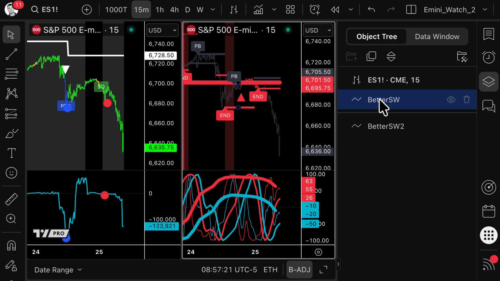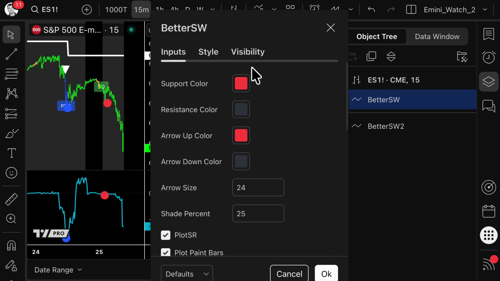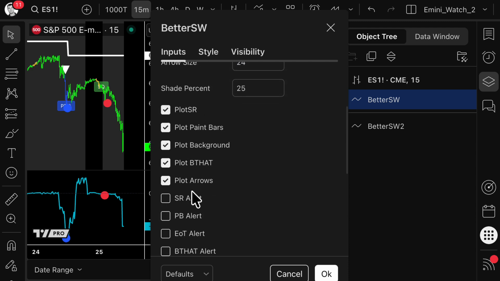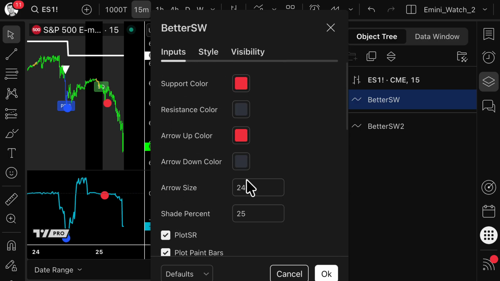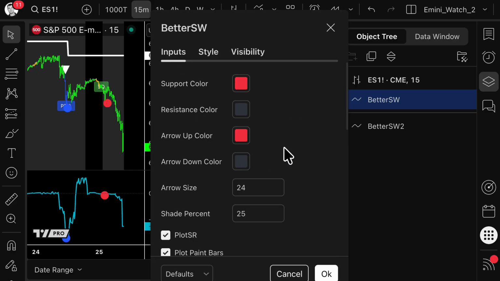In terms of settings for these, they're all fairly easy to understand. We've got a range of inputs: the support and resistance colors and the up and down arrow colors, sizes of those, the shading percentage of the background, plotting for each of the components of beta sine wave, which is support and resistance, the paint bars, which is the trending algorithm for the up and down trends, background for overbought and oversold. Big things happen at triples, and then the arrows giving us signals on beta sine wave, and then we've got alerts that we can switch on for all of those. So that's always straightforward. The configuration for the indicator mostly happens on the input panel.